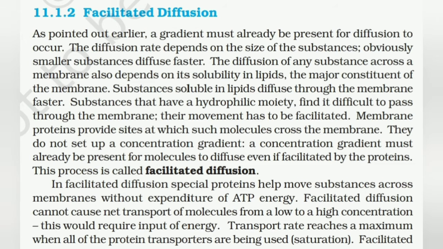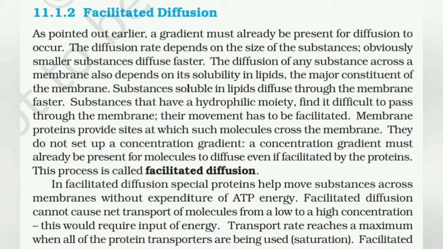Second method is facilitated diffusion. As pointed out earlier, a gradient must already be present for diffusion to occur. The diffusion rate depends on the size of the substance also. So obviously, smaller substances diffuse faster. The diffusion of any substance across the membrane depends on its solubility in lipid, because the membrane is made up of lipid, the major constituent of the membrane. Substances soluble in lipid diffuse through the membrane faster.